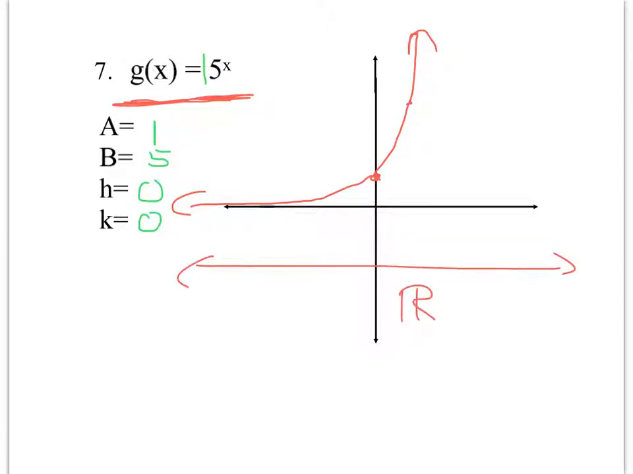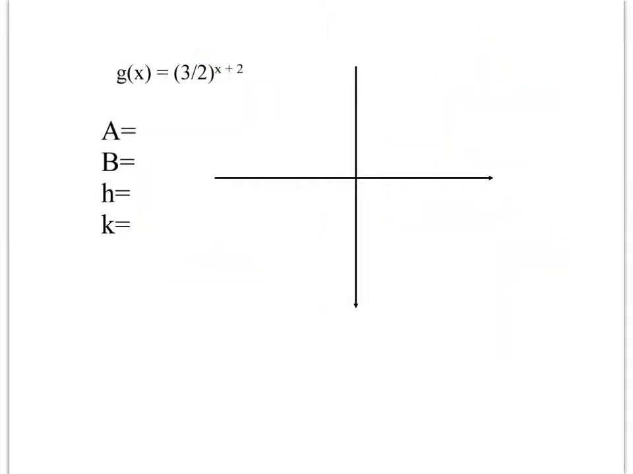And the range is only greater than, but not equal to, 0. So y is greater than 0. And there is our range. All right, you guys try this one for a minute. Just fill in the a, the b, the h, and the k. Fill those in, and then we'll draw the graph together.